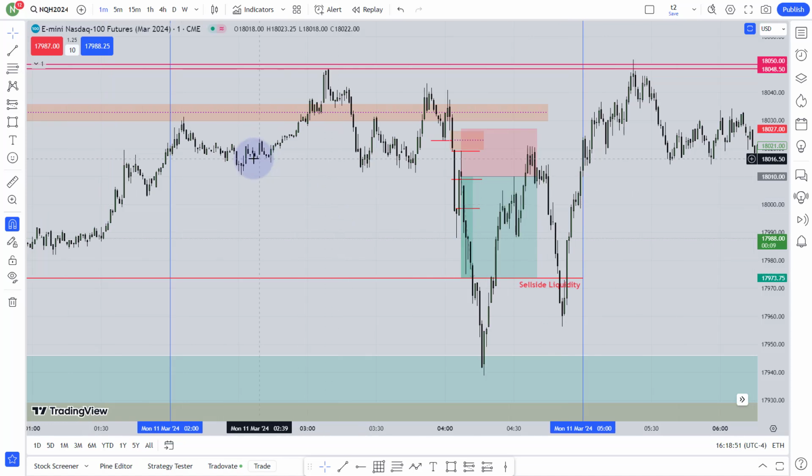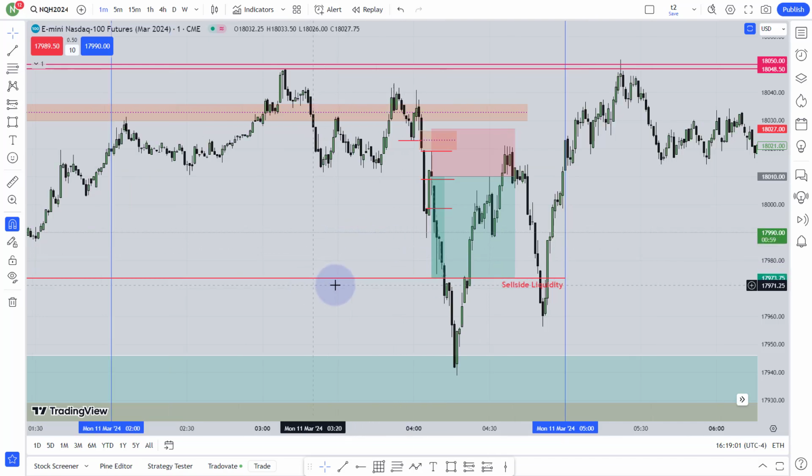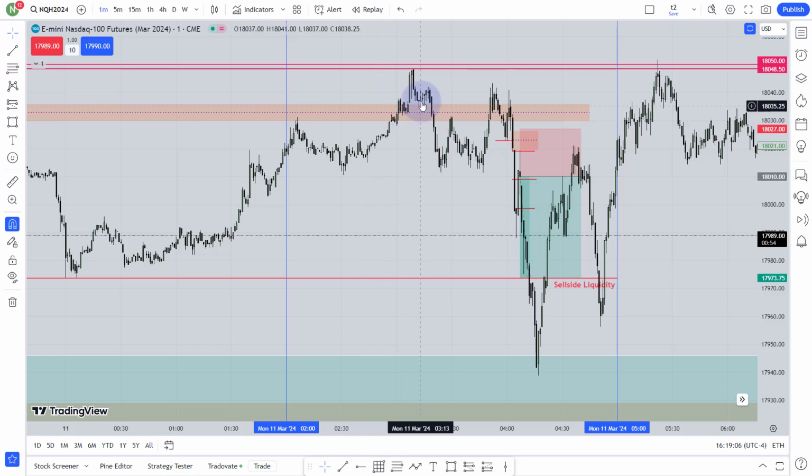Just from the beginning, what I have done, first I marked the sell side liquidity or the buy side liquidity. There was no buy side liquidity, but I had this clean sell side liquidity, right? After seeing this, I marked the 15-minute fair value gap. So I will frame my trade from the 15-minute fair value gap.